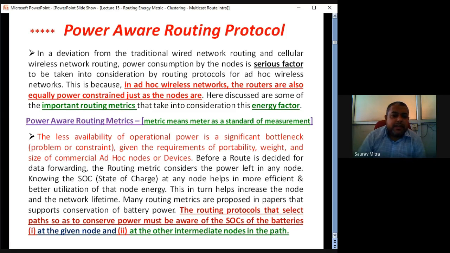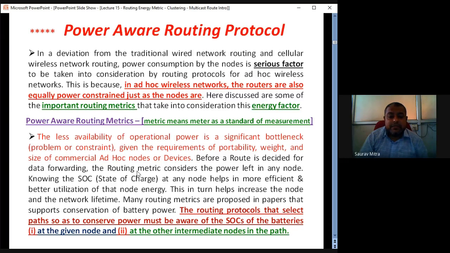Okay, I'll resume then. Knowing the state of the charge, knowing how much power is left in any of the sensor nodes at any time, helps in more efficient and better utilization of the node energy. We should know how much power is left in whichever nodes, and the nodes carrying more power, having a higher state of charge, those nodes we will keep in our route. And the nodes which have very little charge, only 10% of the battery remaining or an already exhausted battery, we will not take in the path.